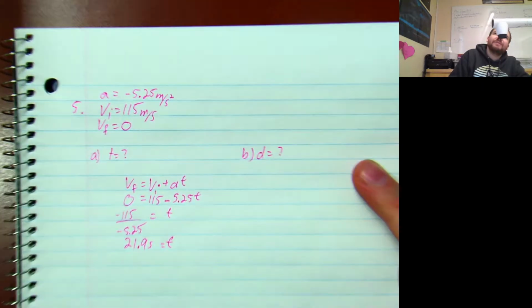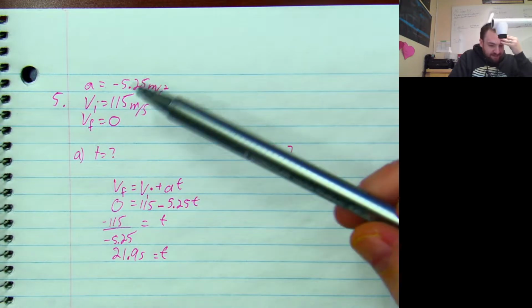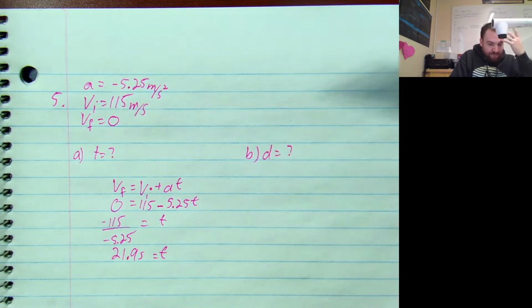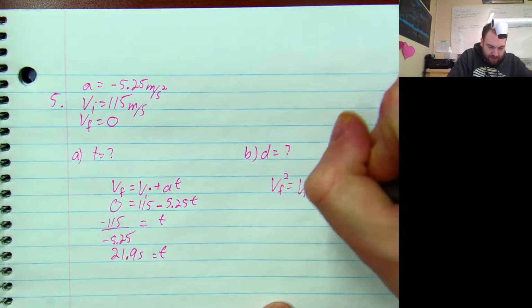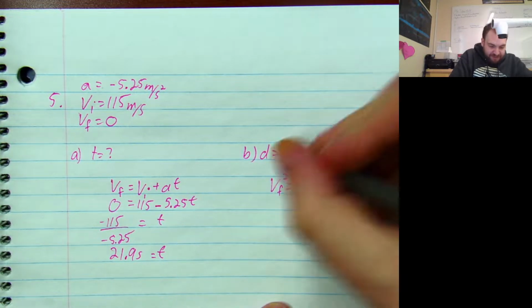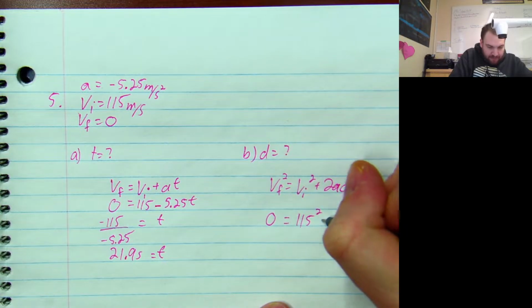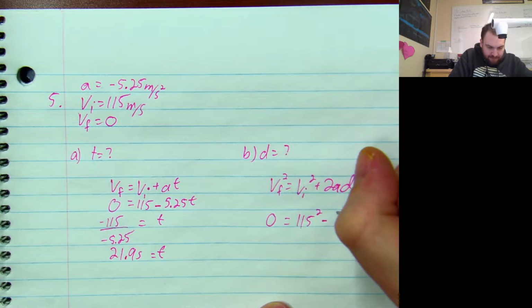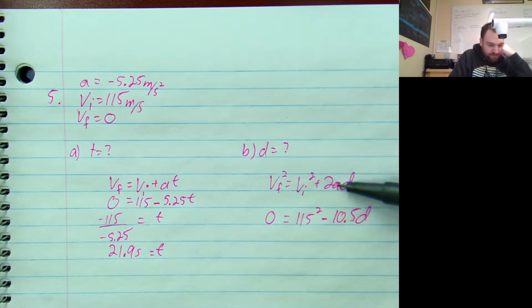We should zoom this in so it's easy to read. So, I still have VI, VF, and A. Now I want to find D, so I'm going to use the other one. VF squared equals VI squared plus 2AD. VF is still 0. This is going to equal 115 squared minus 10.5D. I'm just doing the multiplication here already. 5.25 times 2 is 10.5, and it's negative.